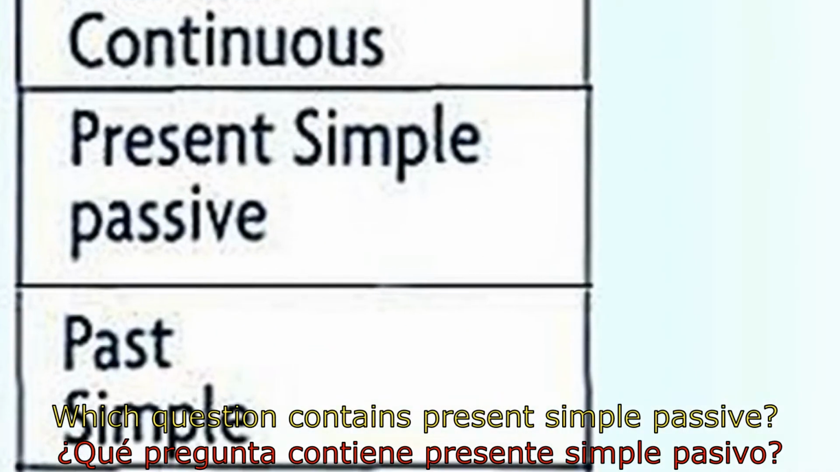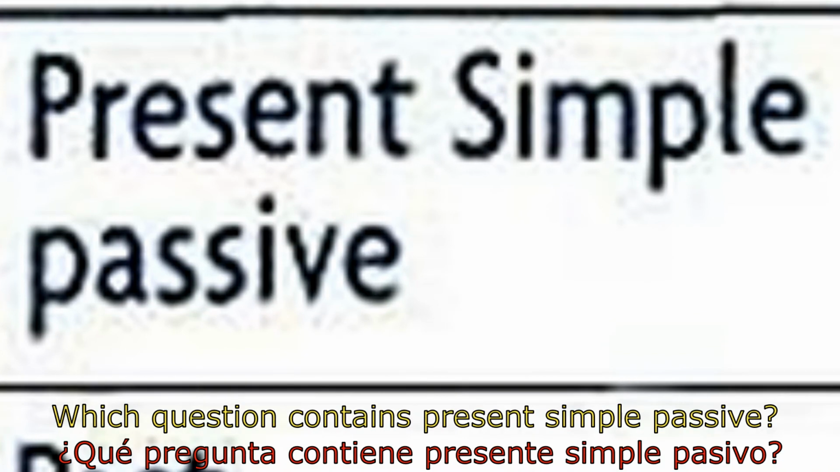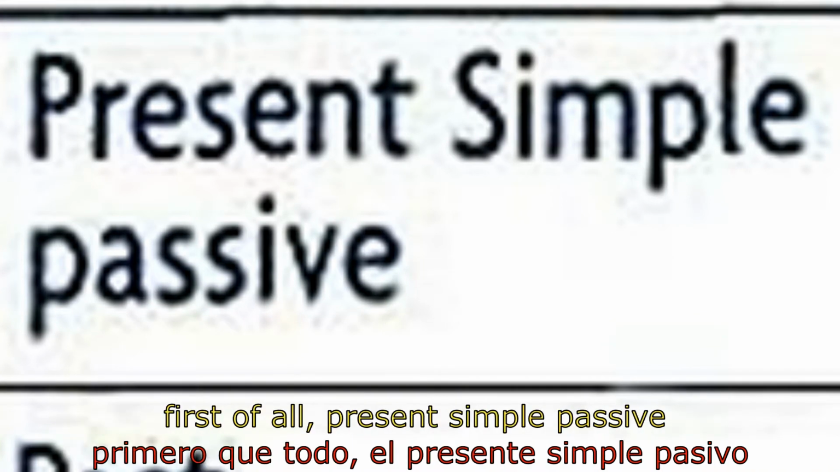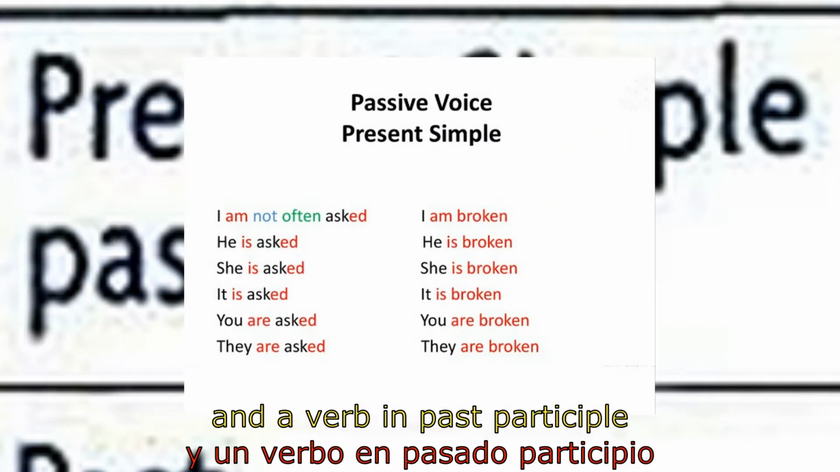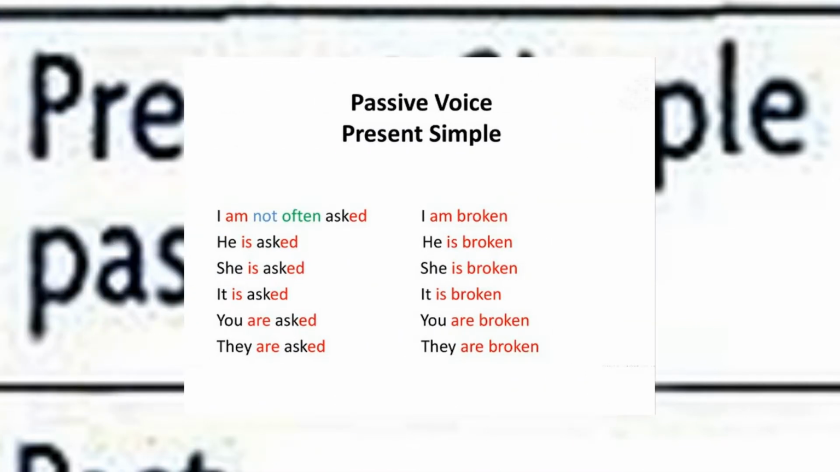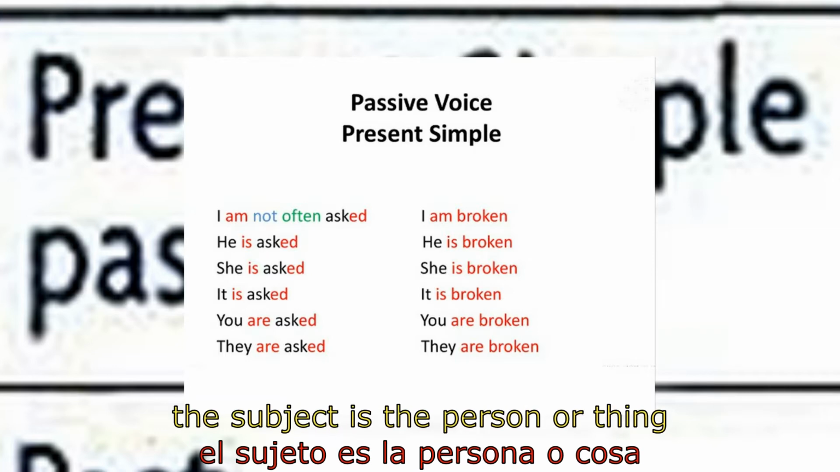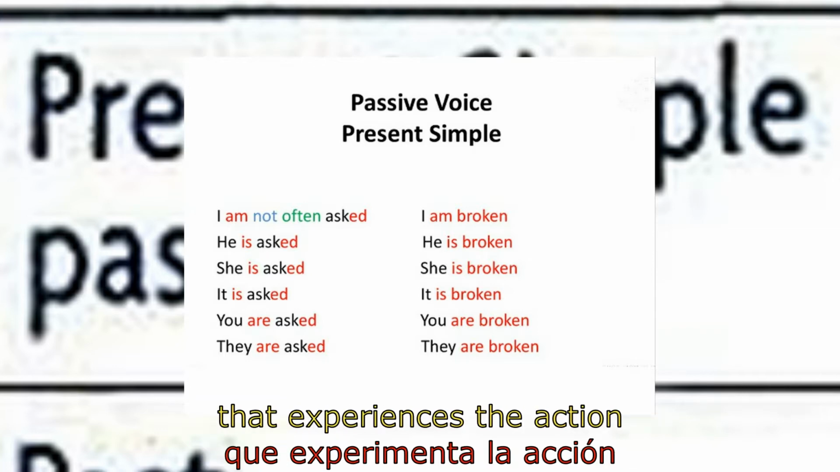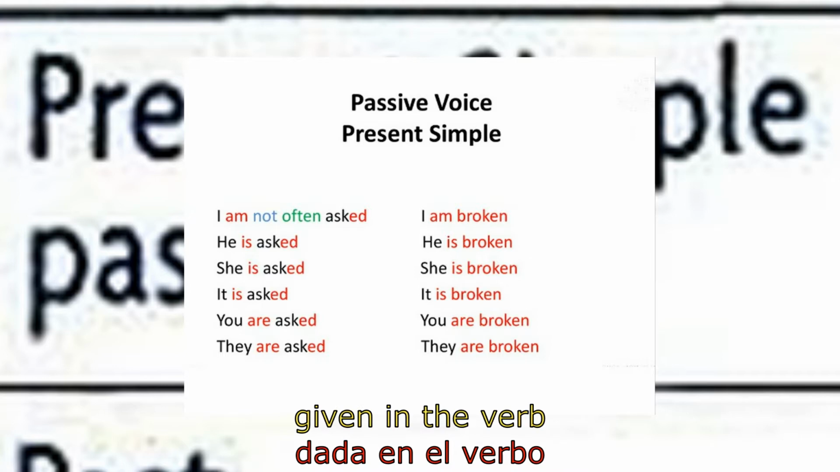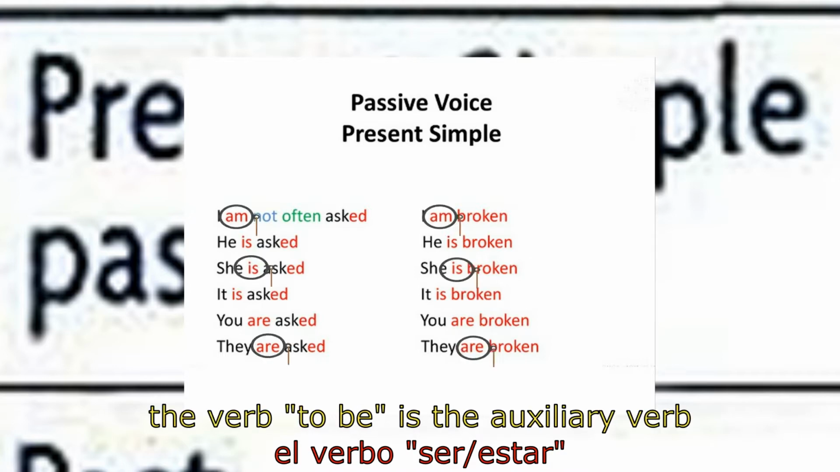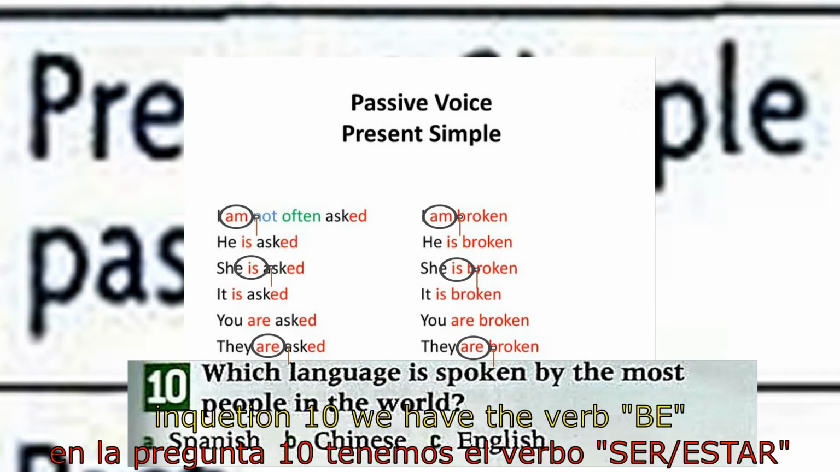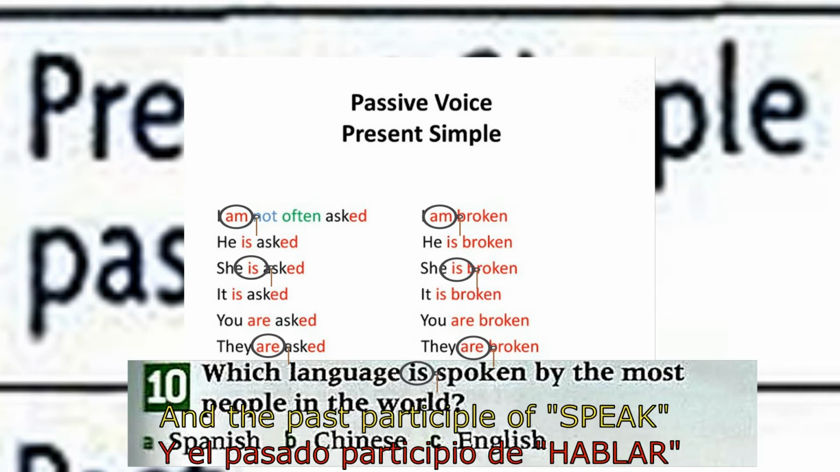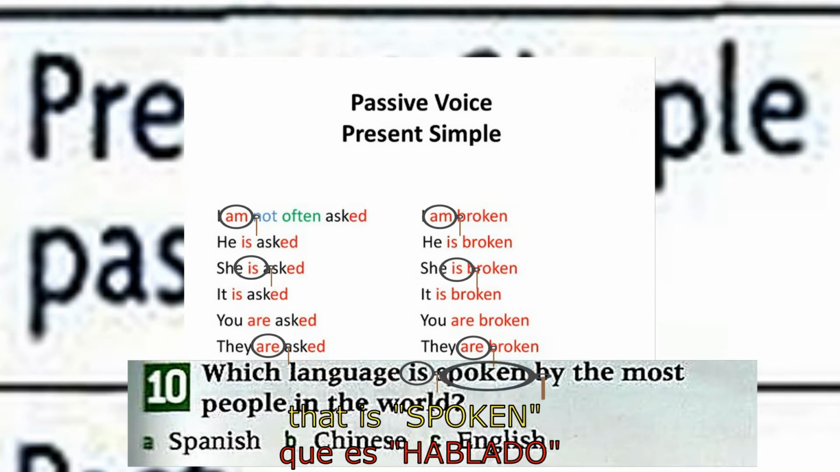Which question contains present simple passive? First of all, present simple passive uses the verb to be and a verb in past participle. In passive voice, the subject is the person or thing that experiences the action given in the verb. The verb to be is the auxiliary verb, and next to it is a verb in past participle. In question 10, we have the verb be in the word is and the past participle of speak, that is spoken.